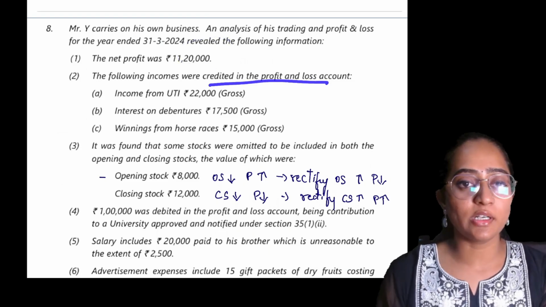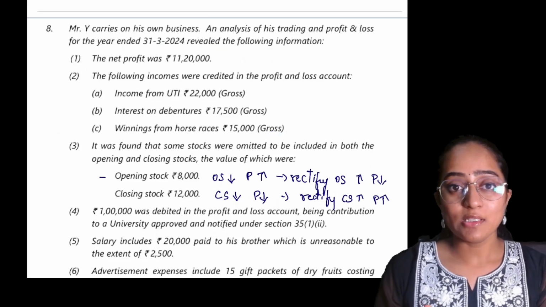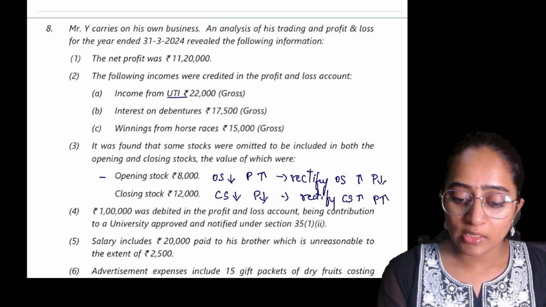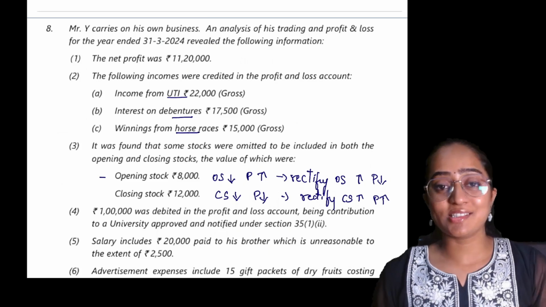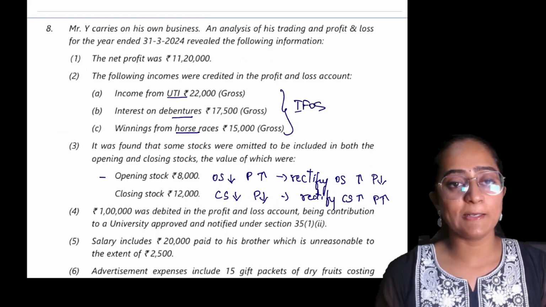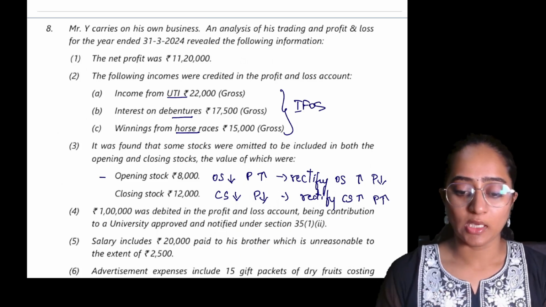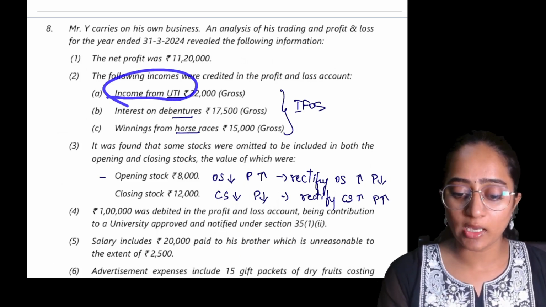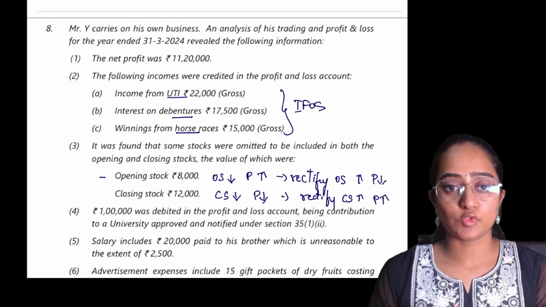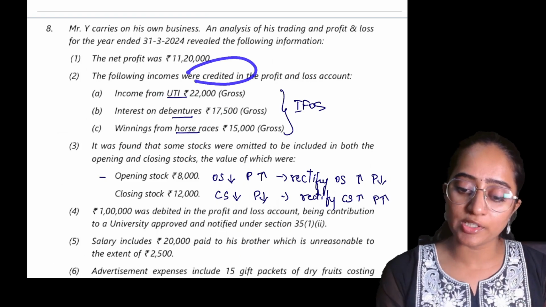The following incomes were credited in the profit and loss account. All these three items have been credited in the P&L account, but income from UTI, interest on debentures, and winning from horse races are taxable under a different head, that is, all these three are taxable under the head income from other sources, right? But they have taxed it under PGPP. So this income is taxable under the head income from other sources, not under the head PGPP. But this has already been credited to P&L.